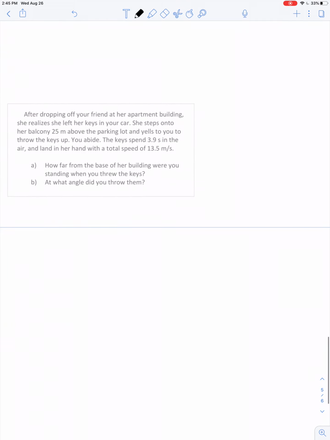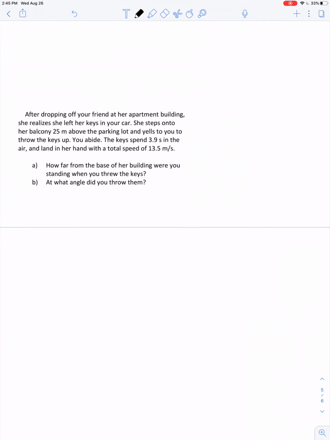You drop your friend off at her apartment building, and she has a balcony that leads to her front door. And before you drive away, she realizes that she left her keys in your car. So fortunately, she yells down to you, and you throw the keys up. Her balcony is 25 meters above the ground. When you throw the keys up toward her, they spend 3.9 seconds in the air, and they hit her hand with a speed of 13.5 meters per second.